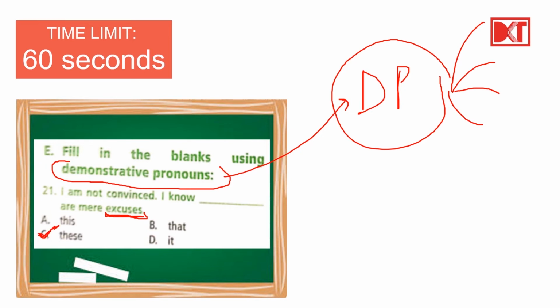ऐसे ये strategy होती है MCQ question solve करने की. इसमें आपको पता है excuses के लिए बोल रहे हैं. Excuses plural है. अब this, that, इन दोनों में से कोई भी plural नहीं है. And it तो है ही नहीं demonstrative pronoun. Alright, so the answer is these. So we move on to the next one.